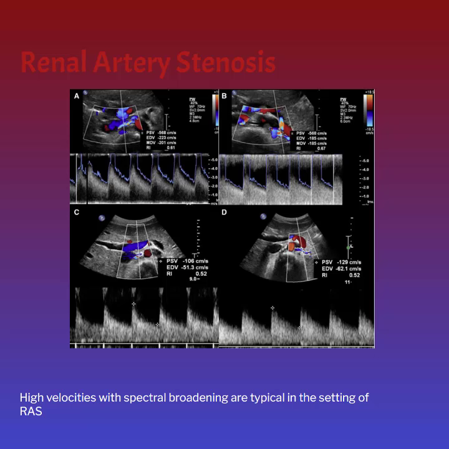This slide here shows us some abnormal velocities within the renal artery, indicating a renal artery stenosis. We can see that the velocities are extremely high in the top pictures, exceeding 500 for peak systolic velocities, where we can see on the bottom more normal appearance where we have velocities in the 100s.